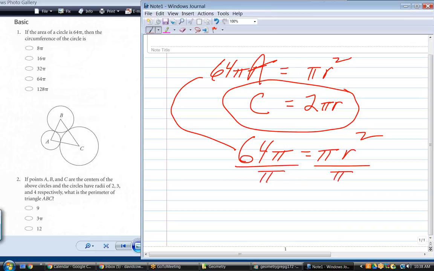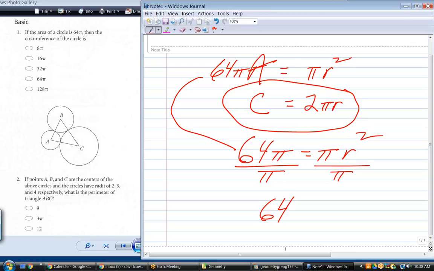What's that turn the left side into? That turns the left side into, 64. You just use 64 divided by 3.14. No. Forget that pi is 3.14. Just totally forget it.